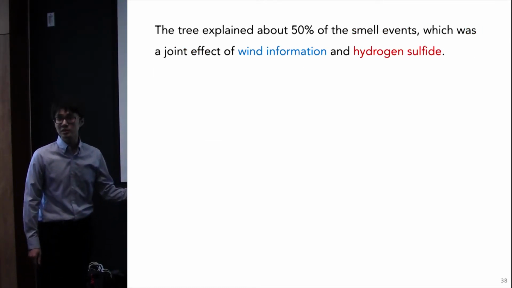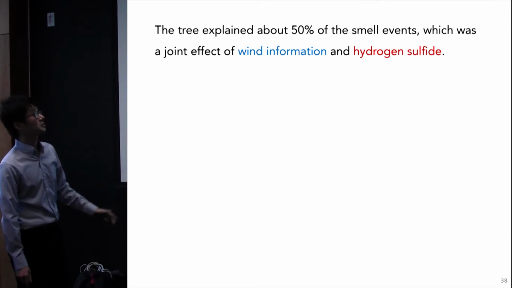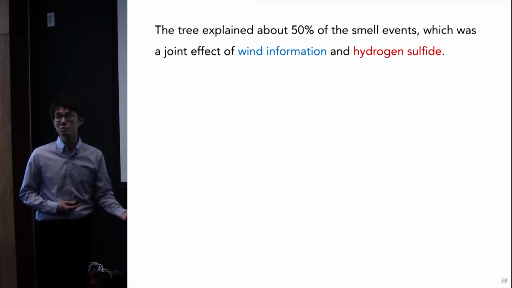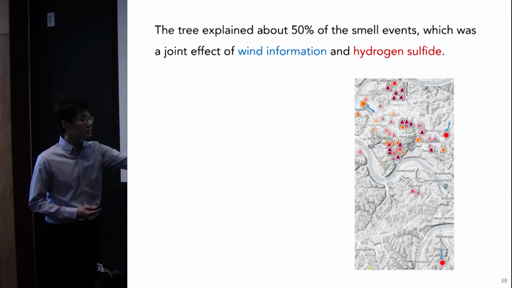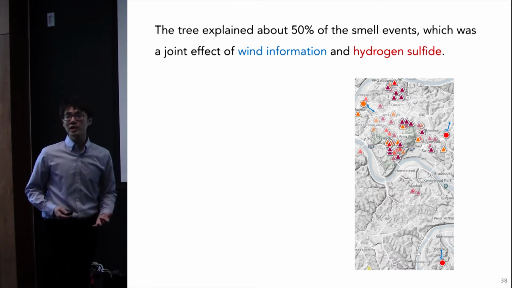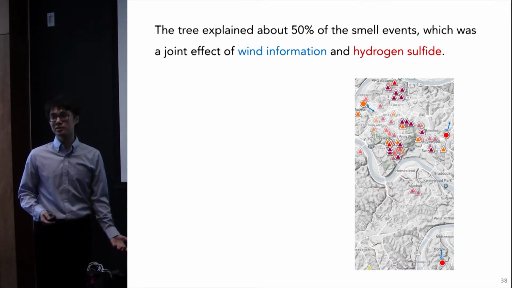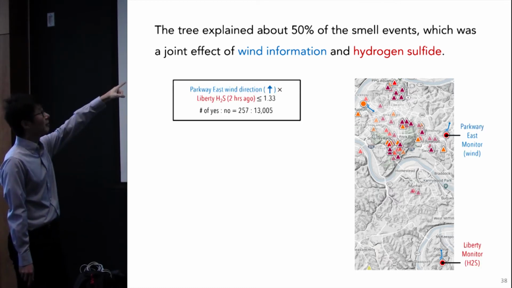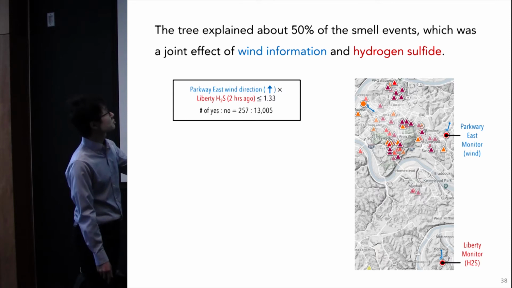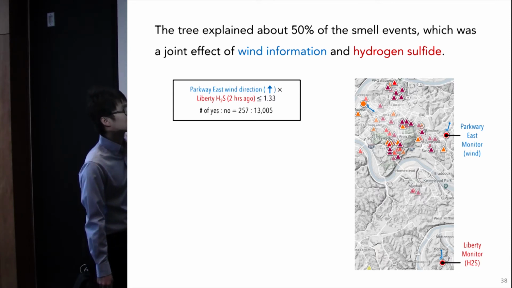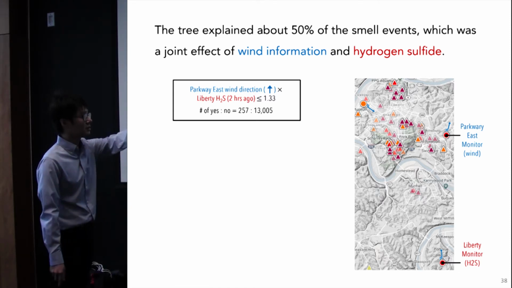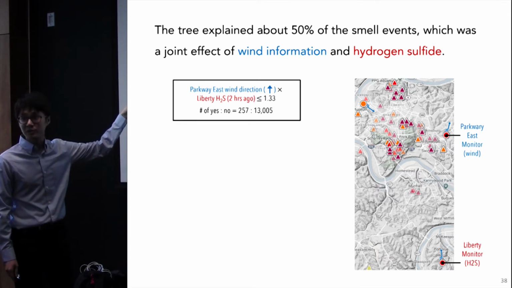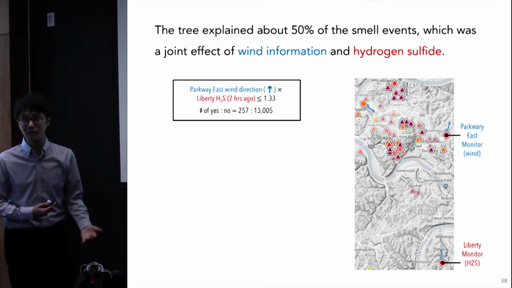So my model is able to explain about half of the smell events, which is a joint effect of wind direction and hydrogen sulfide. I'm going to talk to you about patterns right now. So this is actually the pattern. When we are looking at the model, the model is actually a decision tree. We can trace it from the top to the bottom. The first node is this one. It's the Parkway East wind direction in the north and south direction multiplied by the Liberty monitor 2 hours ago. That usually means it's the most important one.